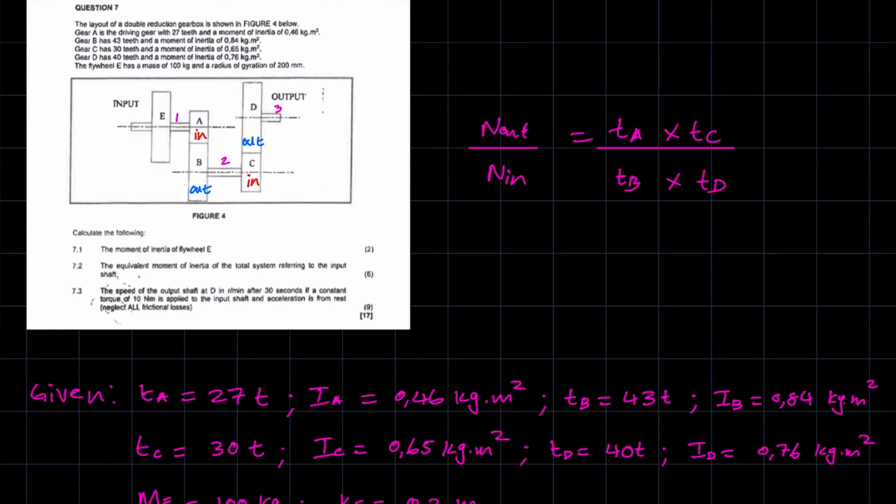Now, if the moment of inertia of the shafts themselves has been given as well, then you would add that as well. But in this case, we haven't been given the moment of inertia of any of these shafts, meaning that it's likely negligible. That is why we haven't been given it.